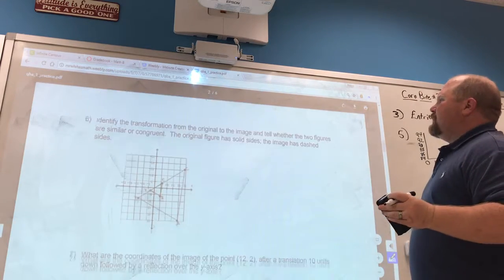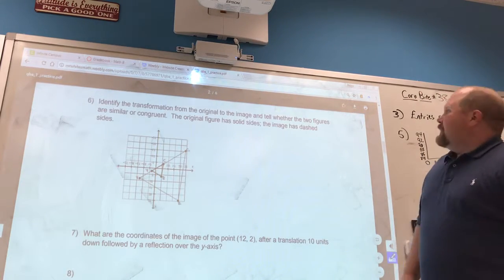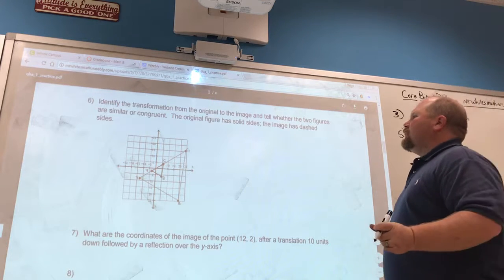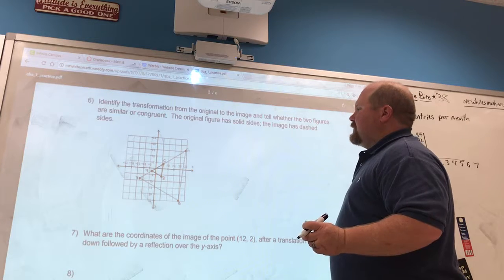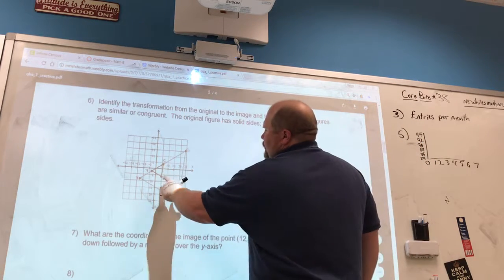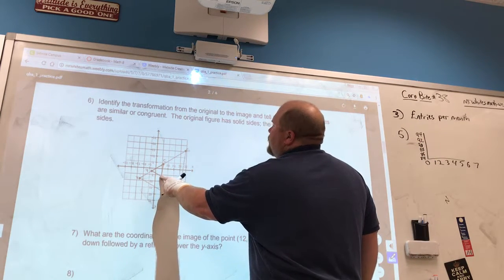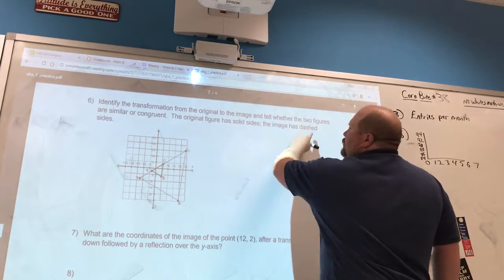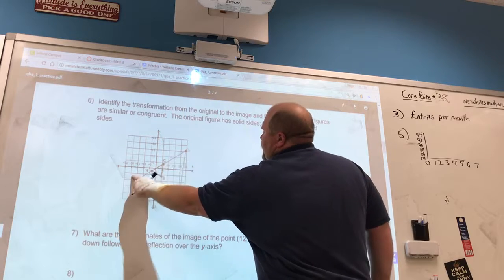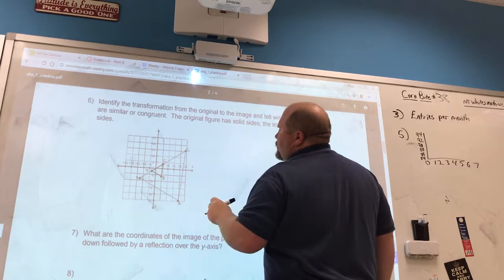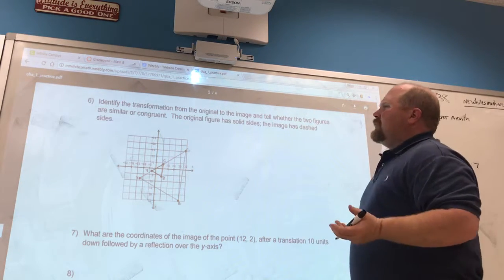Number 6. Identify the transformation from the original to the image and tell whether the two figures are similar or congruent. The original figure has solid lines and the image has dashed sides. So it may be hard to tell on there, but this is the solid line figure. It is the original, I believe. Let's see, the original figure is solid, so this is the original, and this is the dash. The larger one is dashed. It's the new image. And it wants to know what happened, what transformation.